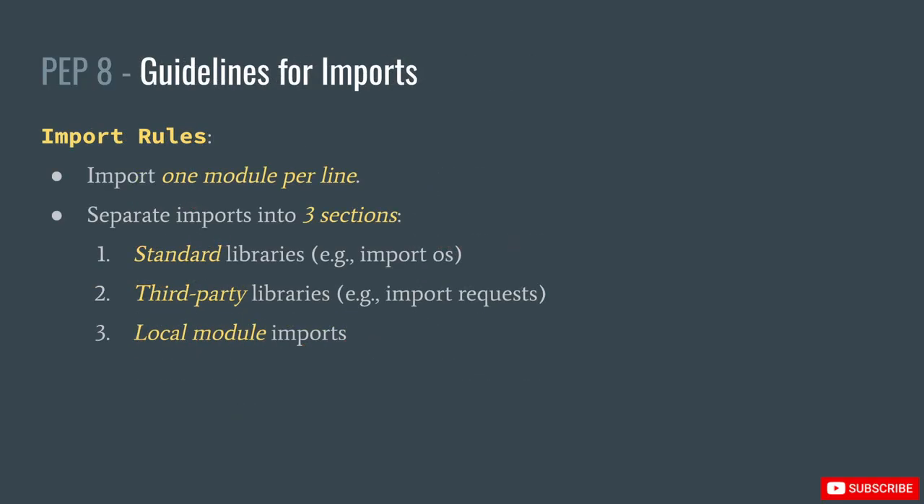When it comes to imports, it recommends importing one module per line, keeping things clear and organized. Imports should also be separated into 3 sections: standard libraries, third-party libraries, and finally, local module imports. This structured approach makes it easier to see dependencies at a glance and keeps the code organized and maintainable.